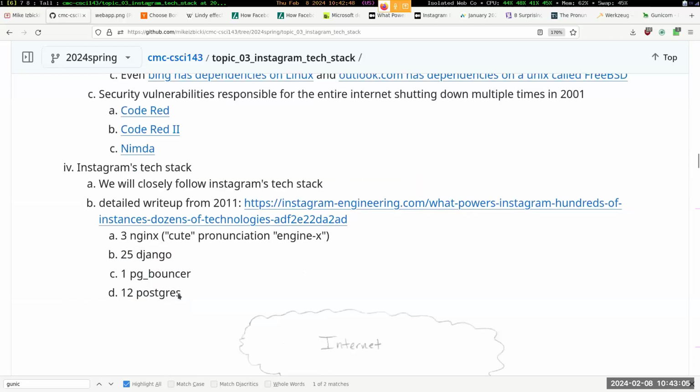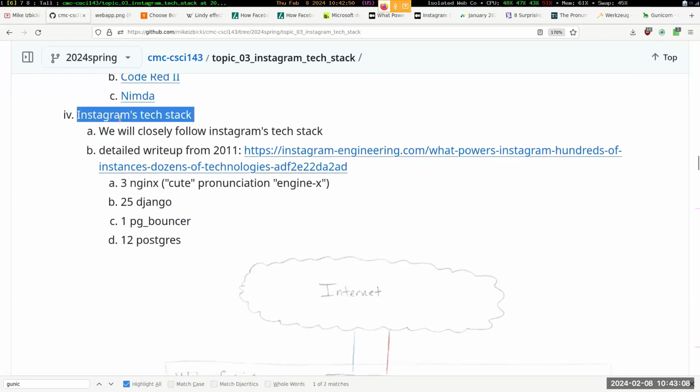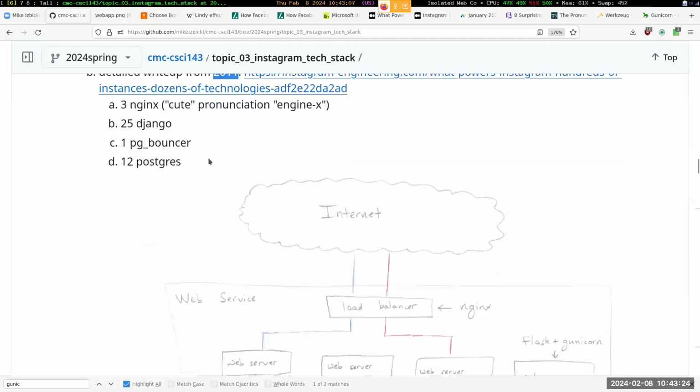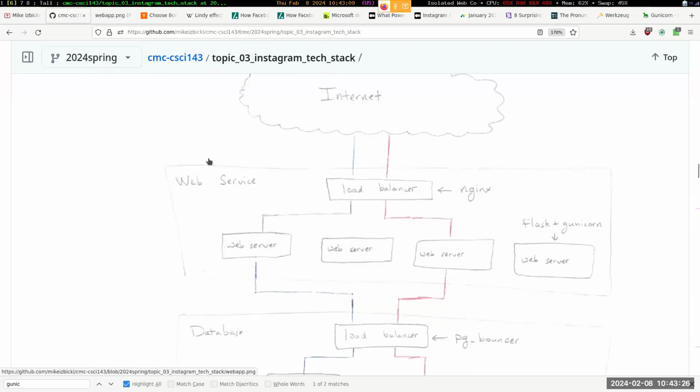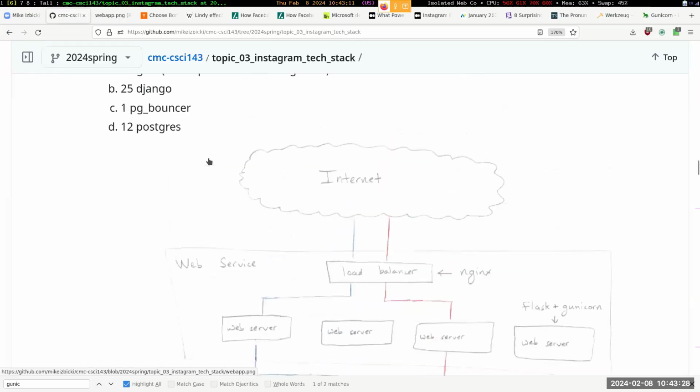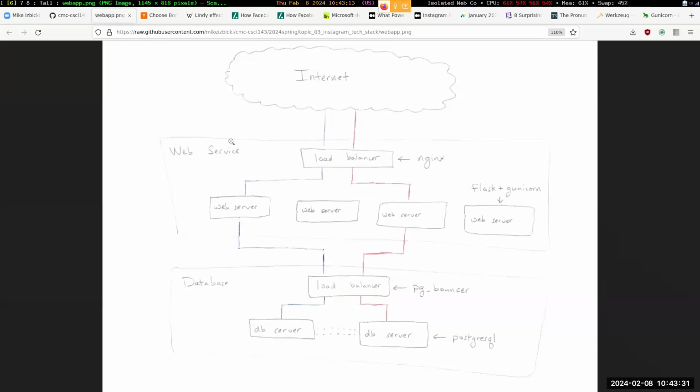That brings us to the Instagram tech stack, and this has sort of become the standard of what people are using today. Instagram has a really good engineering blog where they talk about all the things that they do. This is from 2011, where we're getting this information from. And they have this picture over here that roughly describes what's going on. So I'll switch over here so we can talk about this picture a little bit.